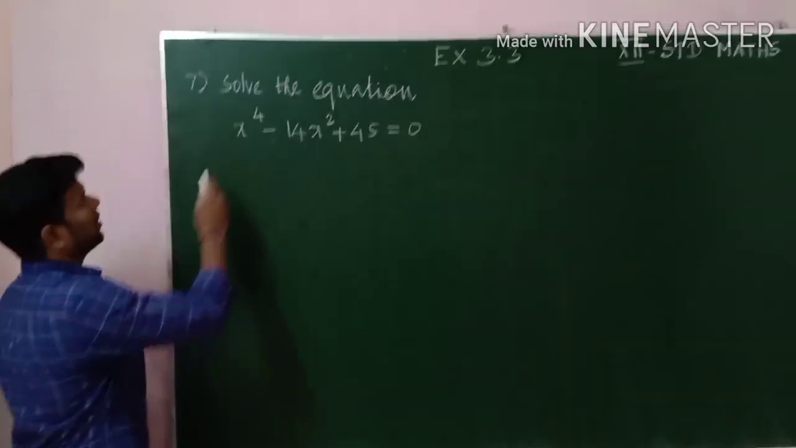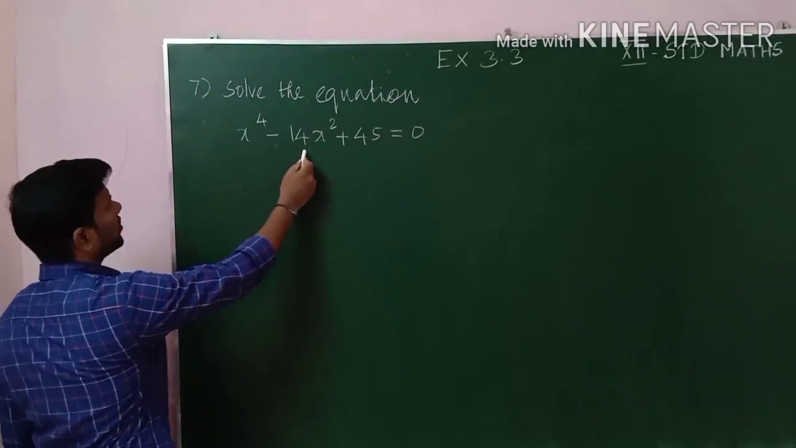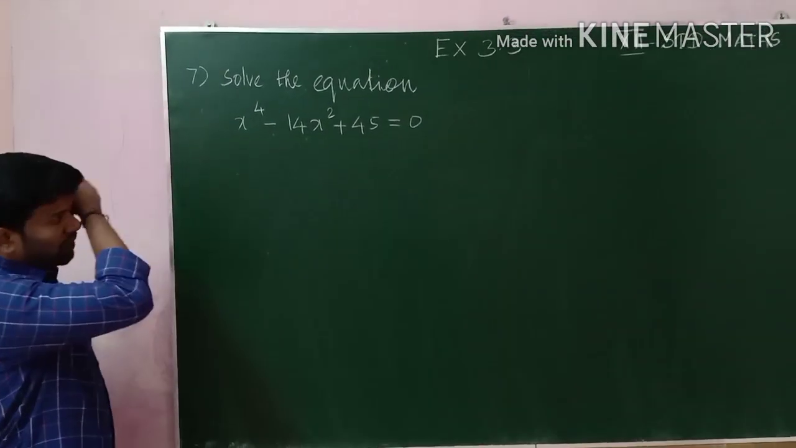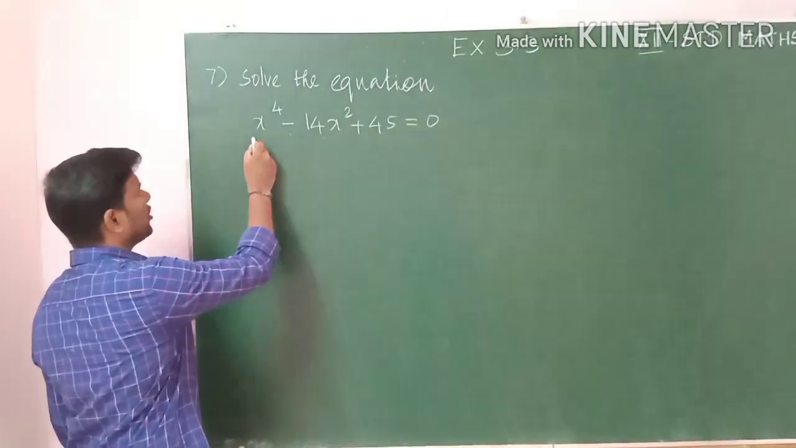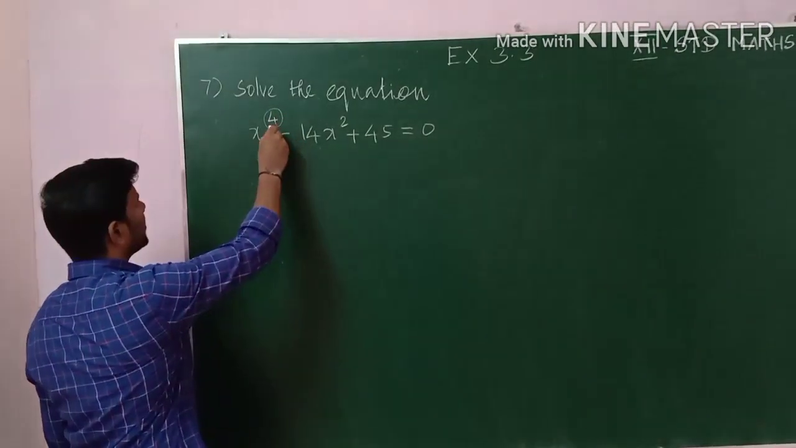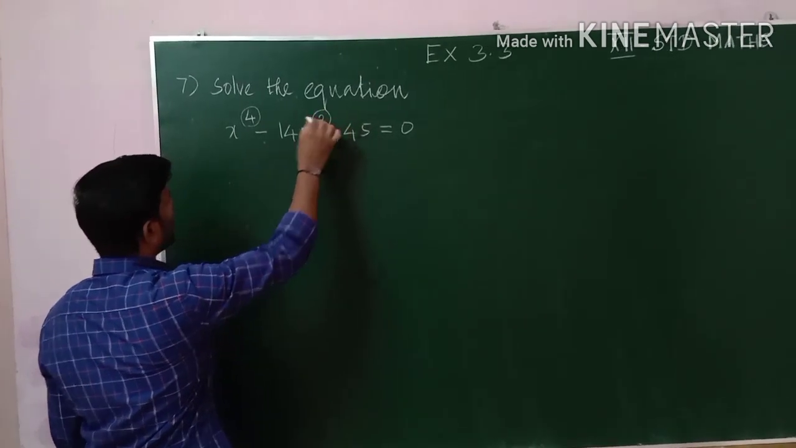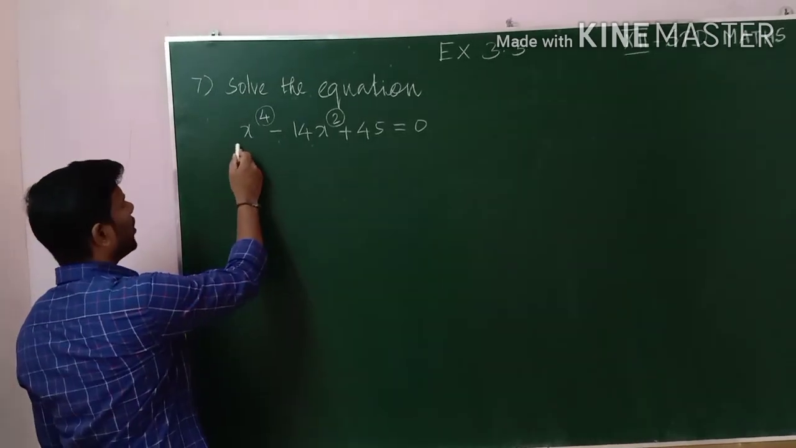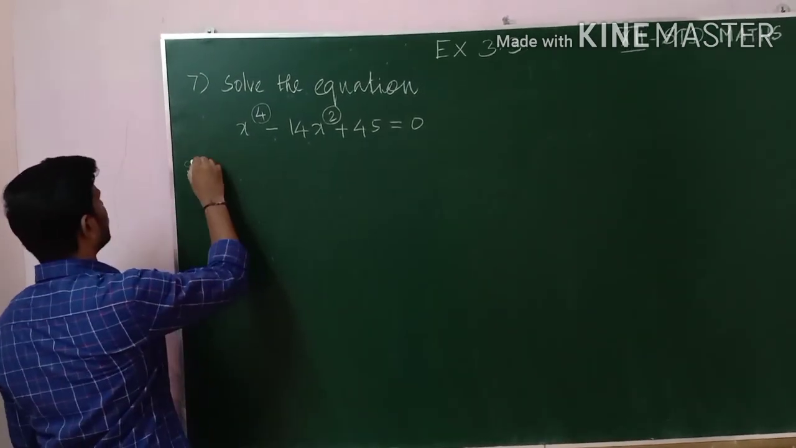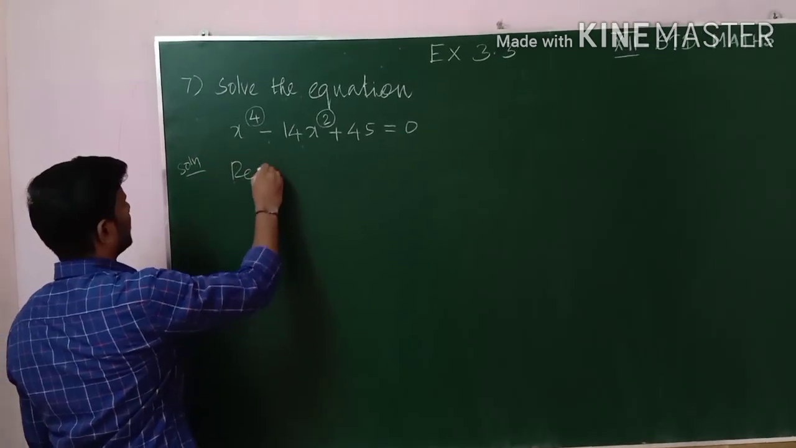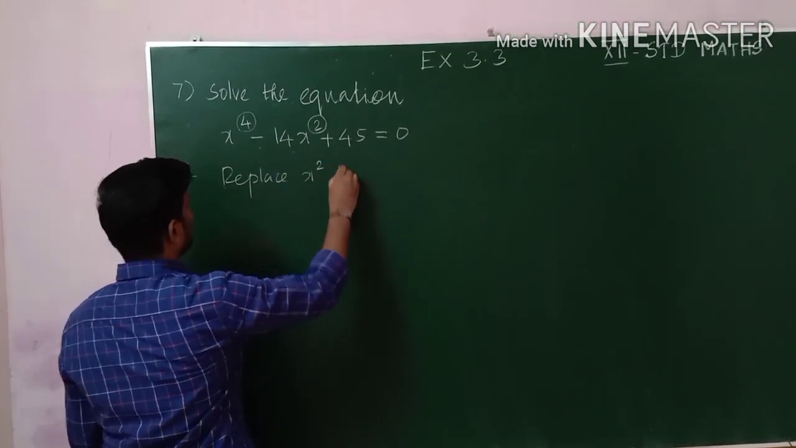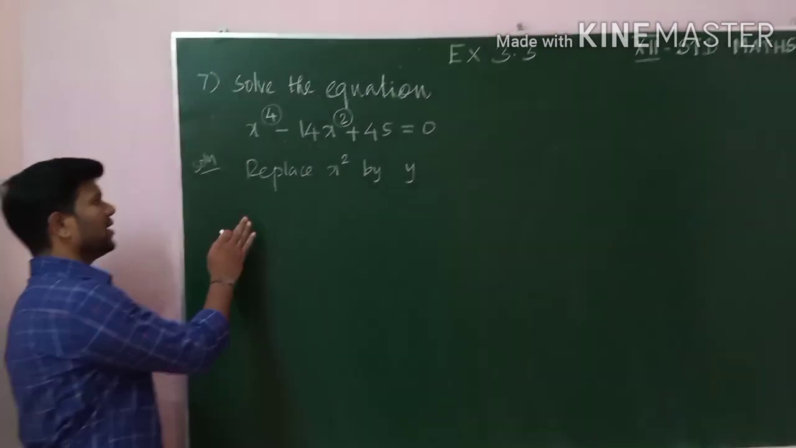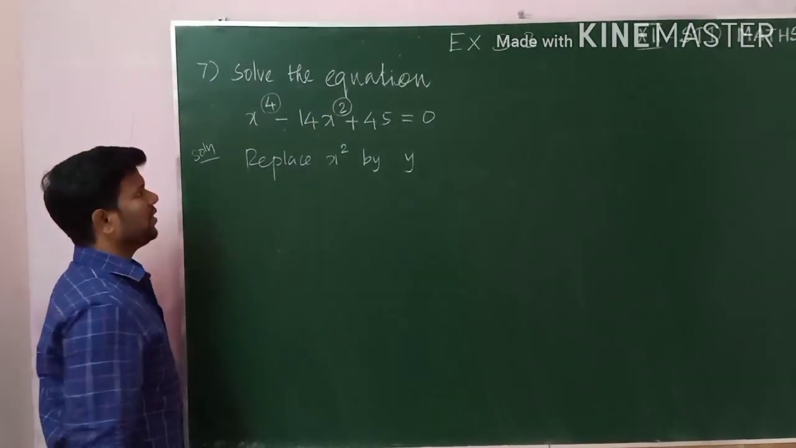Now the seventh sum. Solve the equation x power 4 minus 14x square plus 45 equal to 0. So we have seen one property, a polynomial equation having only even powers. See this polynomial equation, what do we have? Only even powers. So we don't have odd powers of x. When we have only the even powers of x, what do we have to do? Replace x square by y. Then we get a polynomial equation, then we can go ahead.